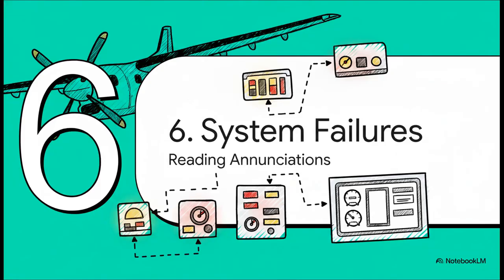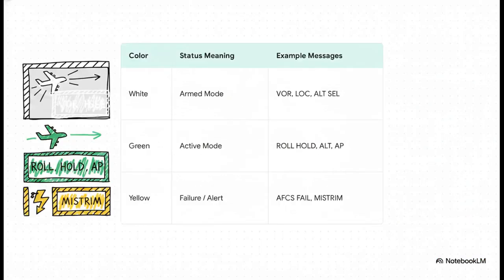And finally, Section 6, System Failure Annunciations. How does the Q400 actually communicate all this to you on the glass? Your primary flight display uses a very strict color coding logic. White text means a mode is armed and waiting, like your VOR or glide slope. Green means the mode is actively engaged and flying the plane. But yellow means you have a failure, a status alert, like a mistrim, or an autopilot disconnect that requires your immediate attention. It's designed so you never, ever have to guess what state a mode is in.